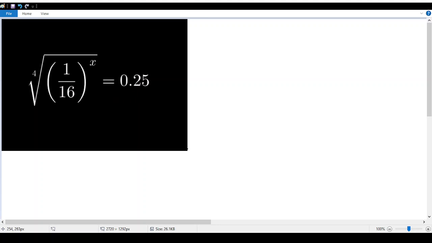Now, there's something you have to know. In this expression, you would figure out that we're looking for the value of x. So finding the value of x, follow this lead of mine. Let's say we have the fourth root of 1 over 16, all enclosed in the bracket, to the power x, equal to 0.25. On the right hand side of the equation, you could simply put it in fractional form: 25 over 100.